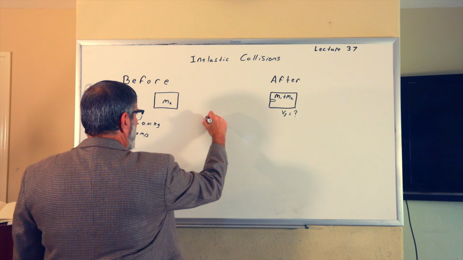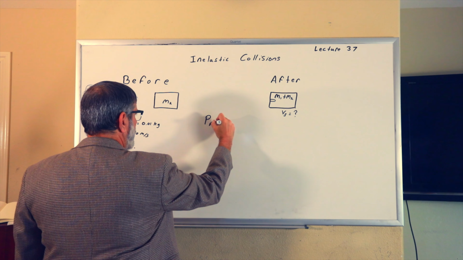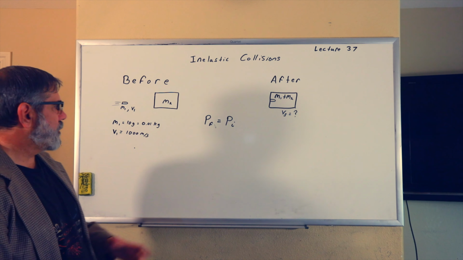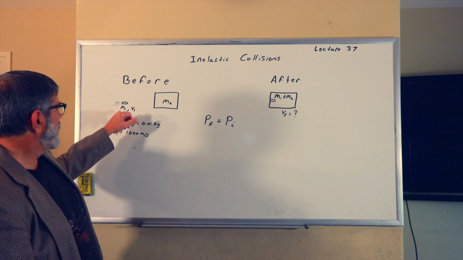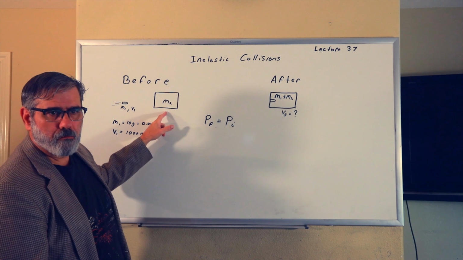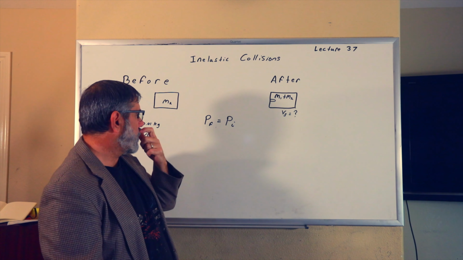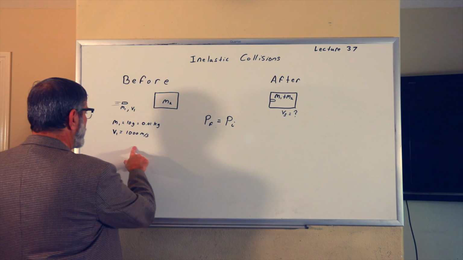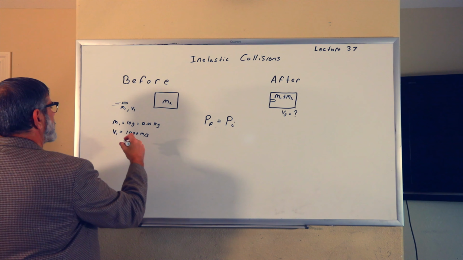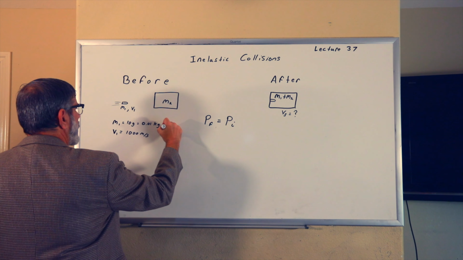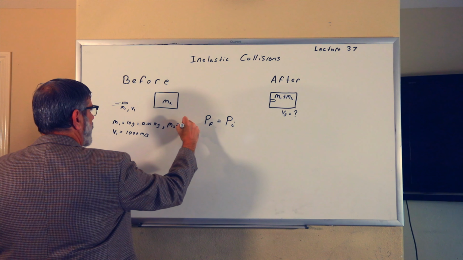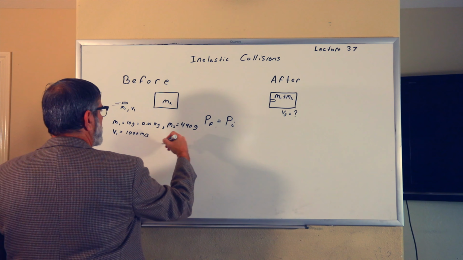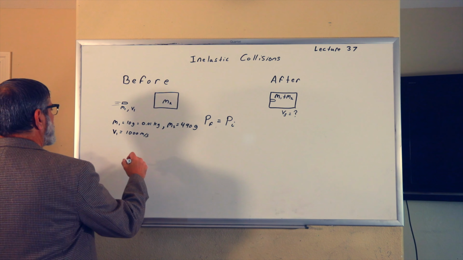Conservation of momentum tells us that P final will be equal to P initial. That's the final momentum of the system, of the bullet and the wooden block, will be equal to the initial momentum of the bullet and the wooden block. So initially, what do we have? I need a mass for the wooden block here as well. So M2 we will set to be 490 grams, or 0.49 kilograms.